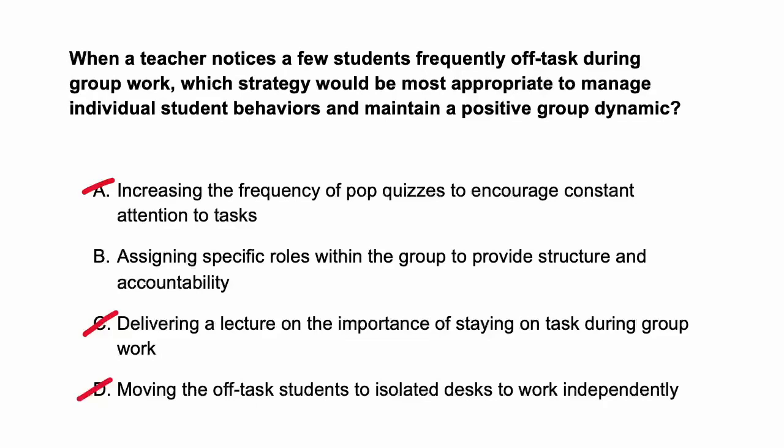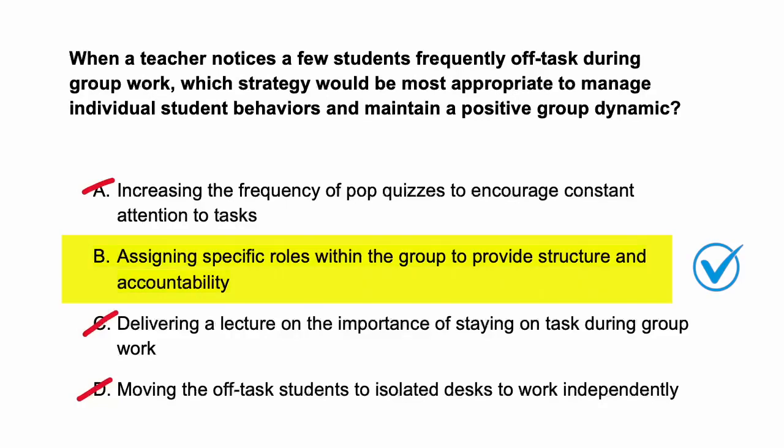Option D is also not the best choice here. Although moving the off-task students might reduce distractions, this strategy can be seen as punitive and counterproductive to the goal of maintaining a positive group environment. The correct answer is B, assigning specific roles within the group to provide structure and accountability.